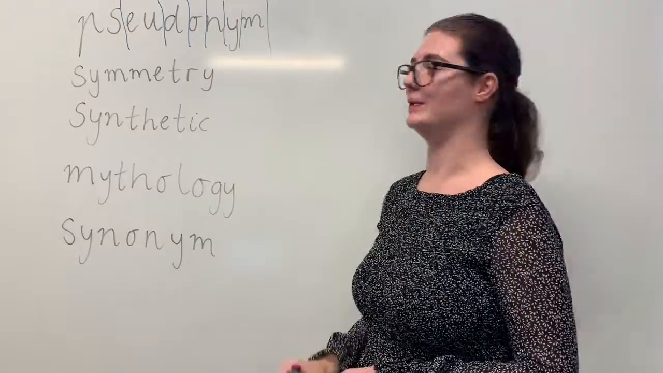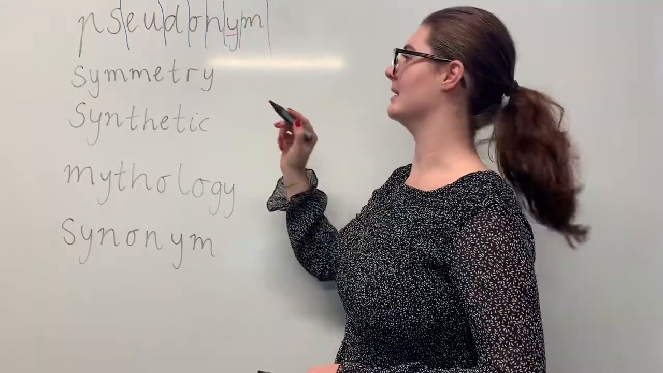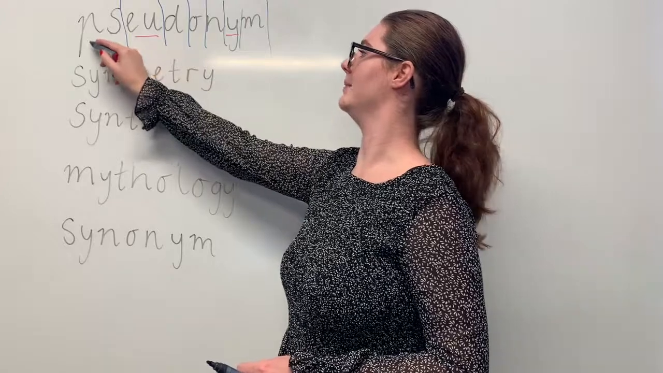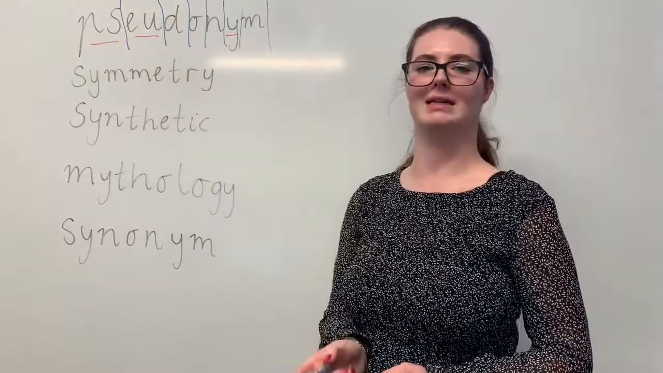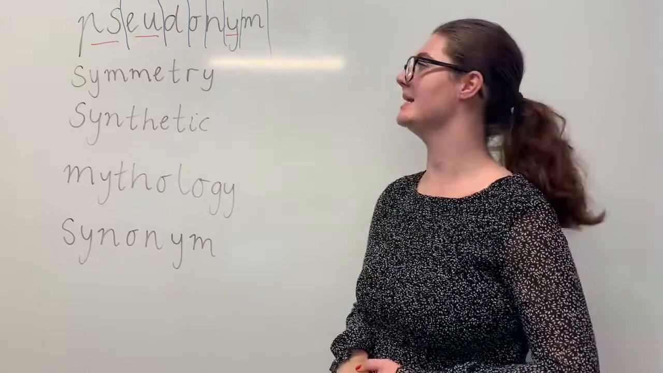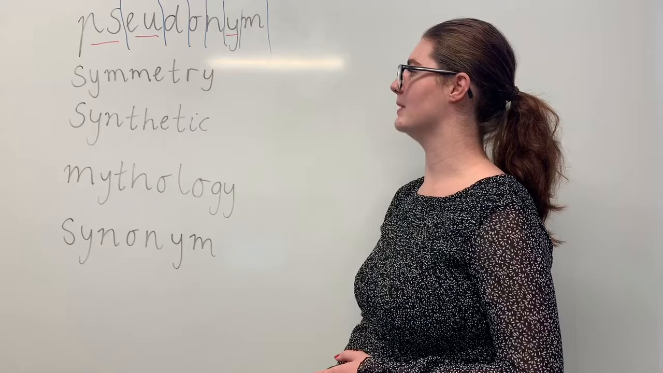There's a few parts that we'll need to remember. The Y graph making the i sound, the EU digraph making the u sound, and the PS making the s sound at the start. You teach it to me. Pseudonym. P, S, E, U, D, O, N, Y, M. Our next word is symmetry.